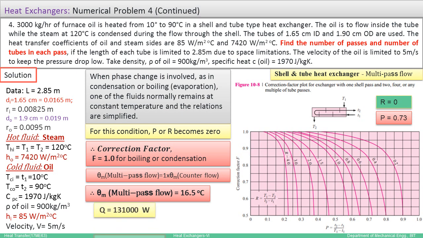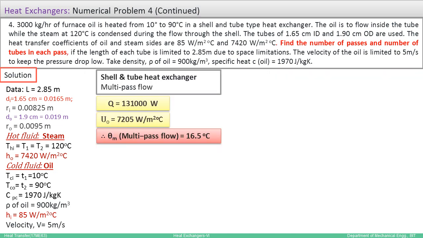And we also have this Q and U naught together, which is calculated from the earlier part of the solution. Now our intention is to find out the number of passes and number of tubes in each pass. We have Q, theta m for multipass flow, and U naught also. We use all this to find out the number of passes. You can observe how this is done.